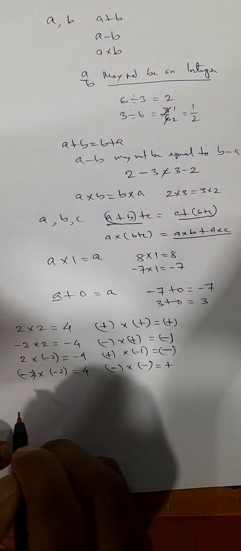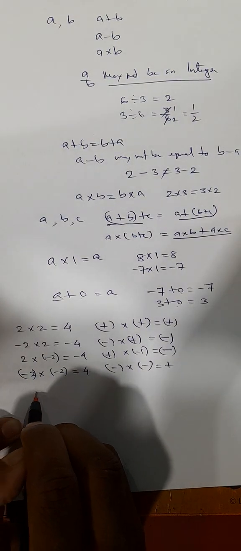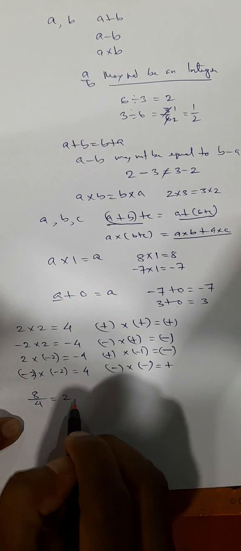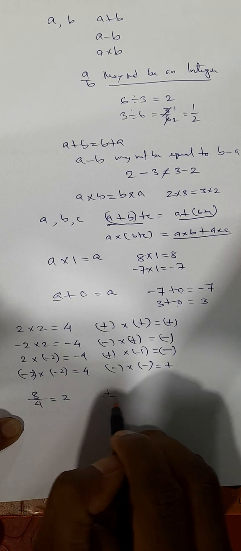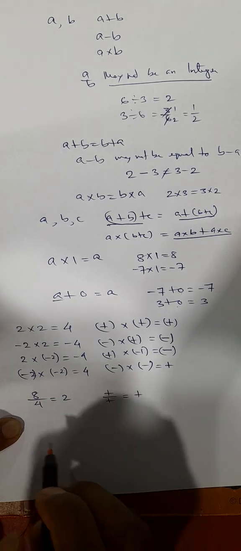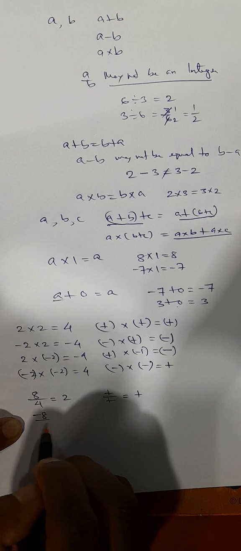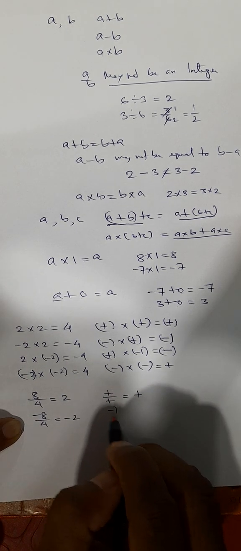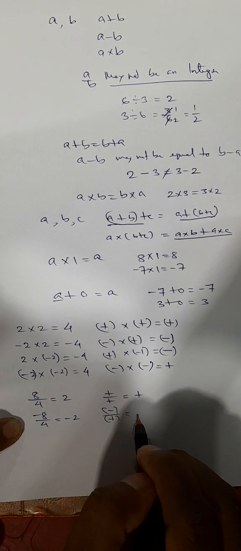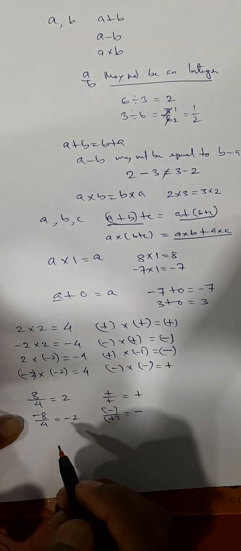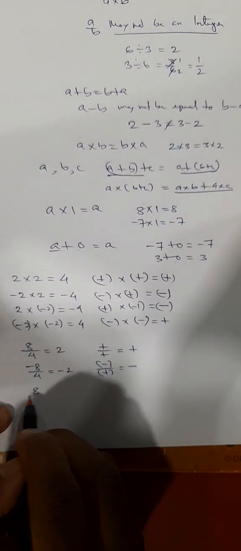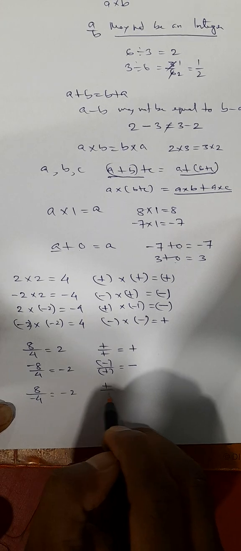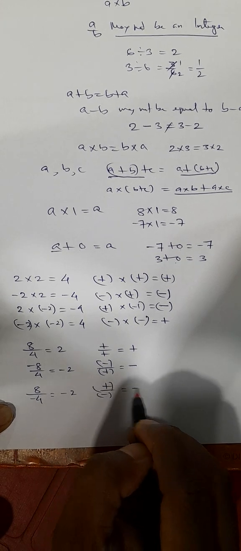Again, in the case of quotient, we find that a positive integer divided by a positive integer equal to a positive integer. Positive divided by positive equal to positive. A negative integer by a positive integer equal to negative. Negative divided by positive equal to negative. Again, a positive integer divided by a negative integer, the answer is negative, which means plus by minus equal to minus.